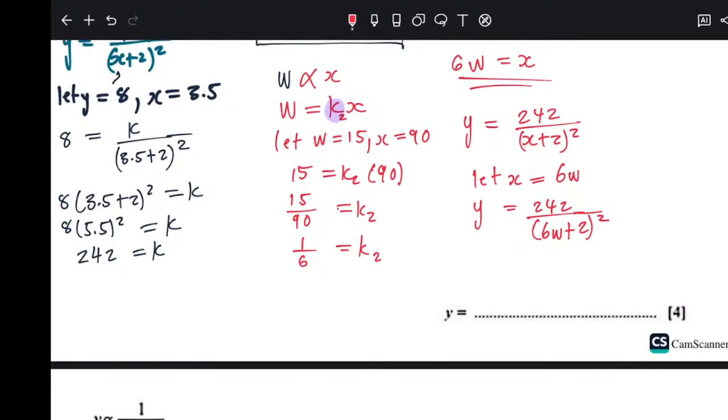There we go. So 242 over (6w plus 2) all squared. Those who don't have this assignment, could you please make sure you are writing these corrections?